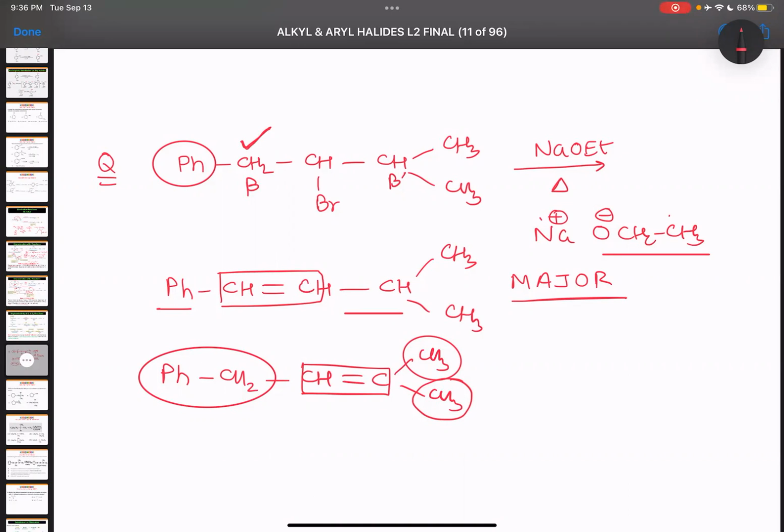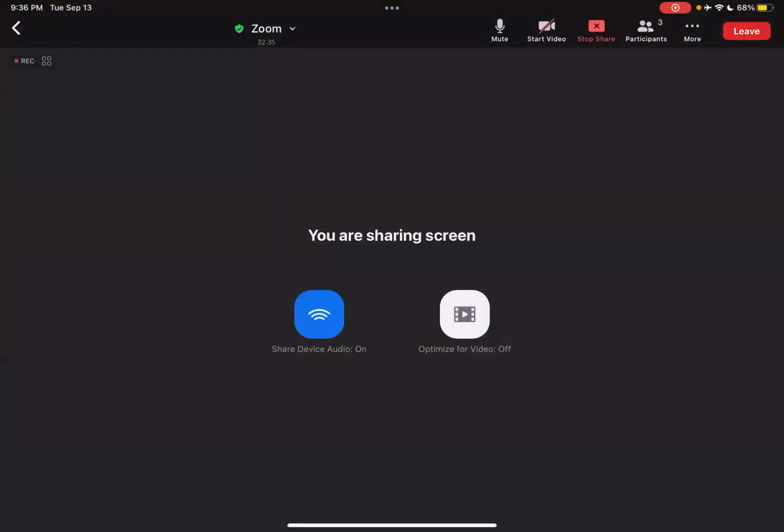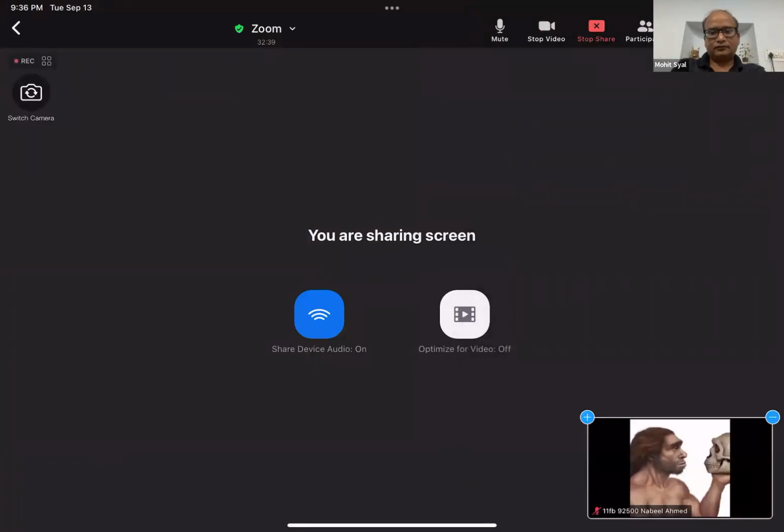Why is benzene so special? Why were you making the more branched alkene? What was the reason? Because you wanted to make it more stable. So the more branched alkene, the one having more alkyl groups, is more stable. That is true. But suppose you are having benzene on one side, then you will give priority to the benzene. Is it clear or not?